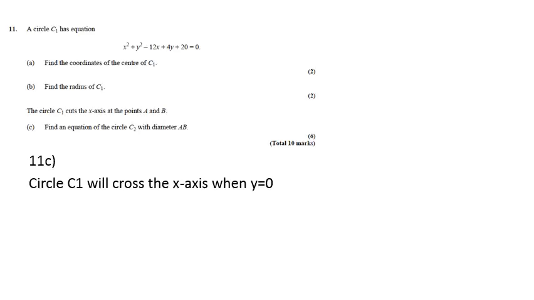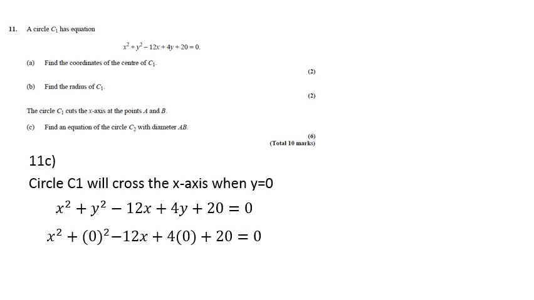So I'm going to use their original equation, just in case I made a mistake in my second one. I didn't, but in exam conditions you may do, so always use the original equation where possible. So I'm going to substitute y equals 0 into this equation. That will give me x squared plus 0 squared minus 12x plus 4 times 0 plus 20 equals 0. Well, 0 squared is 0 and 4 times 0 is 0 as well. So that gives me x squared minus 12x plus 20.